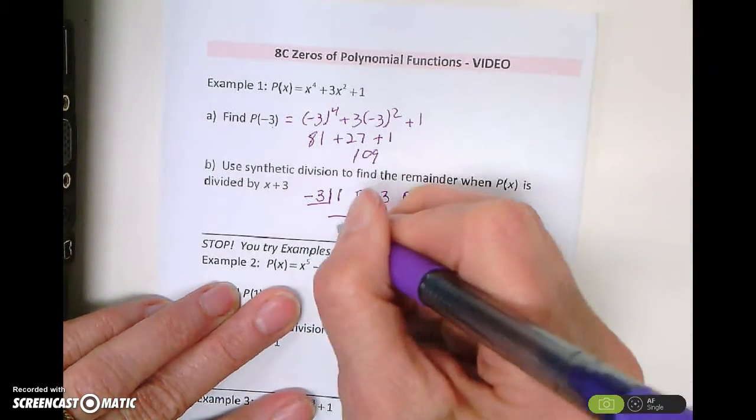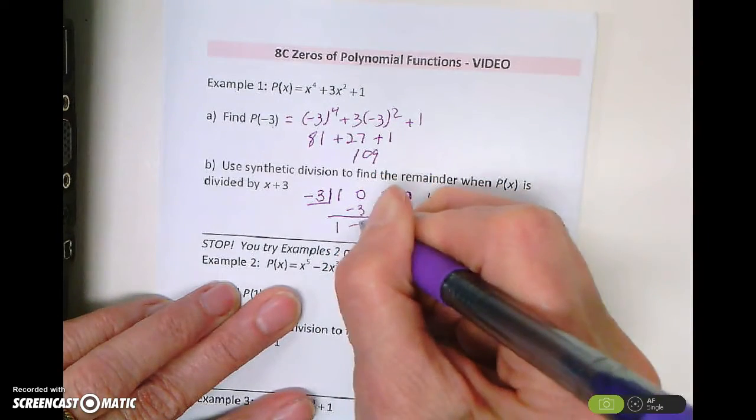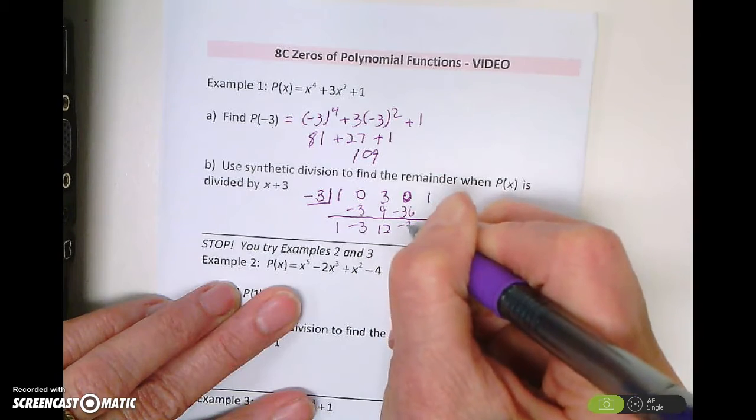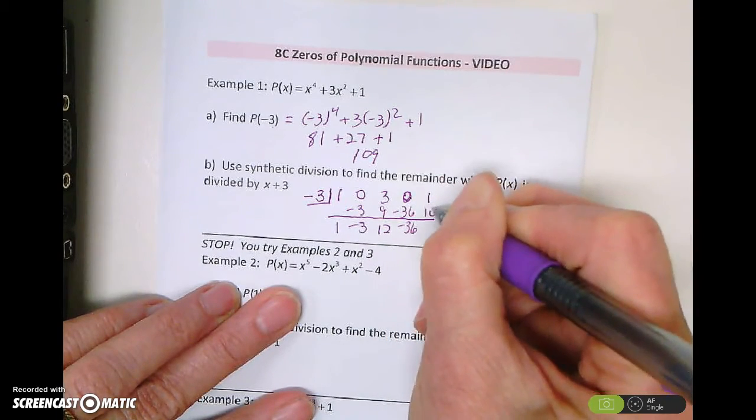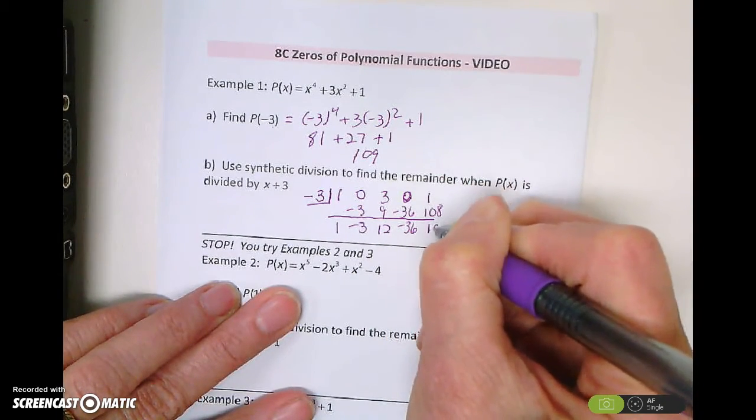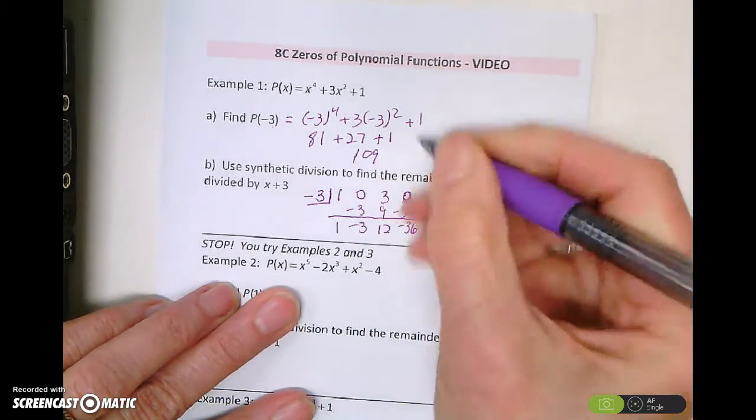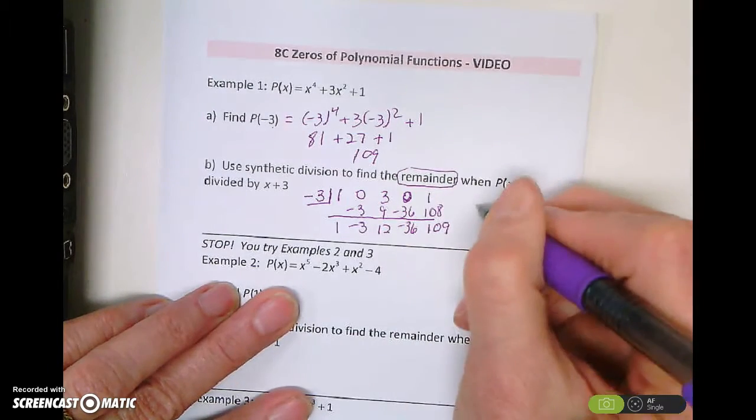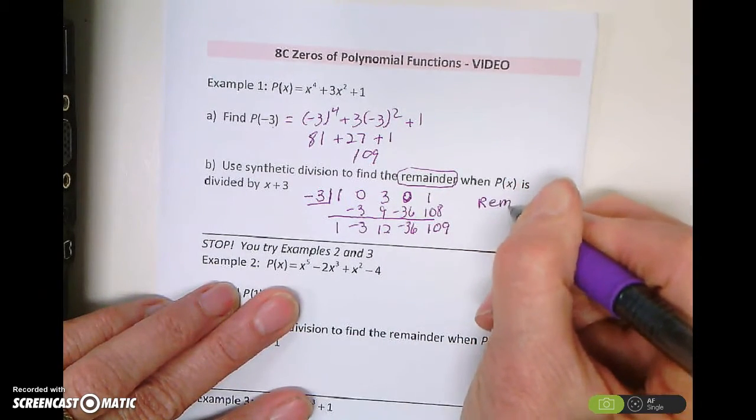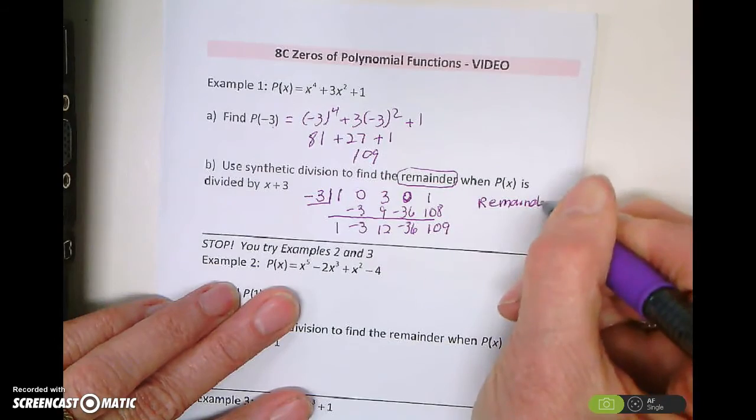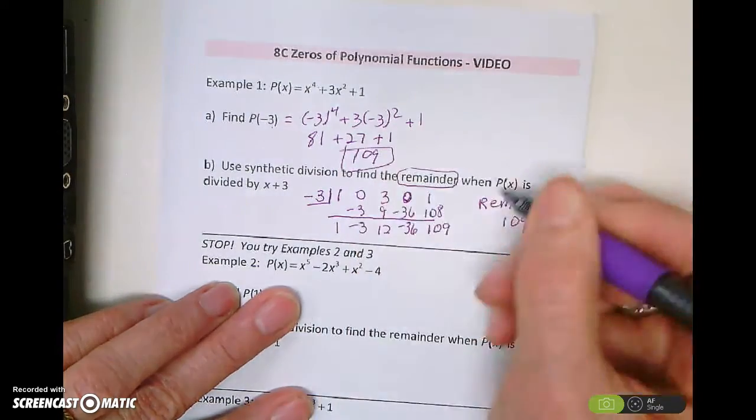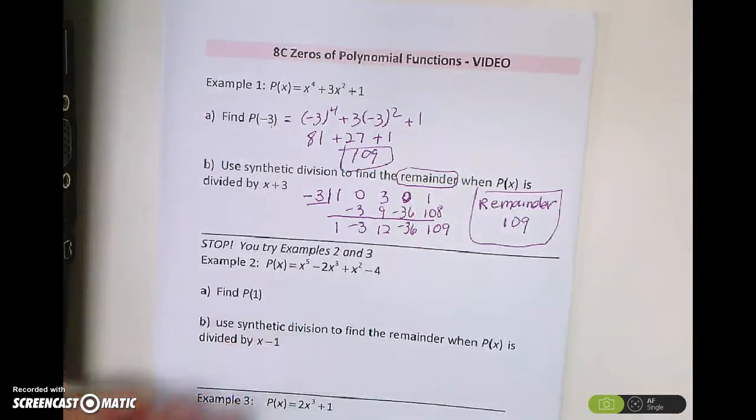Draw my line, then I'm going to drop it down. So 1, negative 3, 9, 12, negative 36. And finally, I'm going to add to get 109. Now notice this didn't say find the whole thing, it just asked me for the remainder. And what I'm going to notice is that the remainder is 109. So here's our answer, remainder of 109.